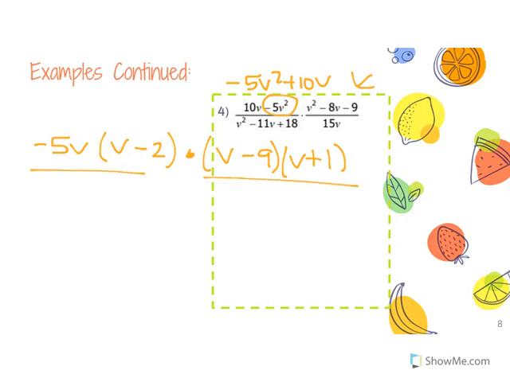Perfect. And then now I have a trinomial again, so I'm trying to figure out what values when multiplied get you 18, but then when added get you the negative 11.